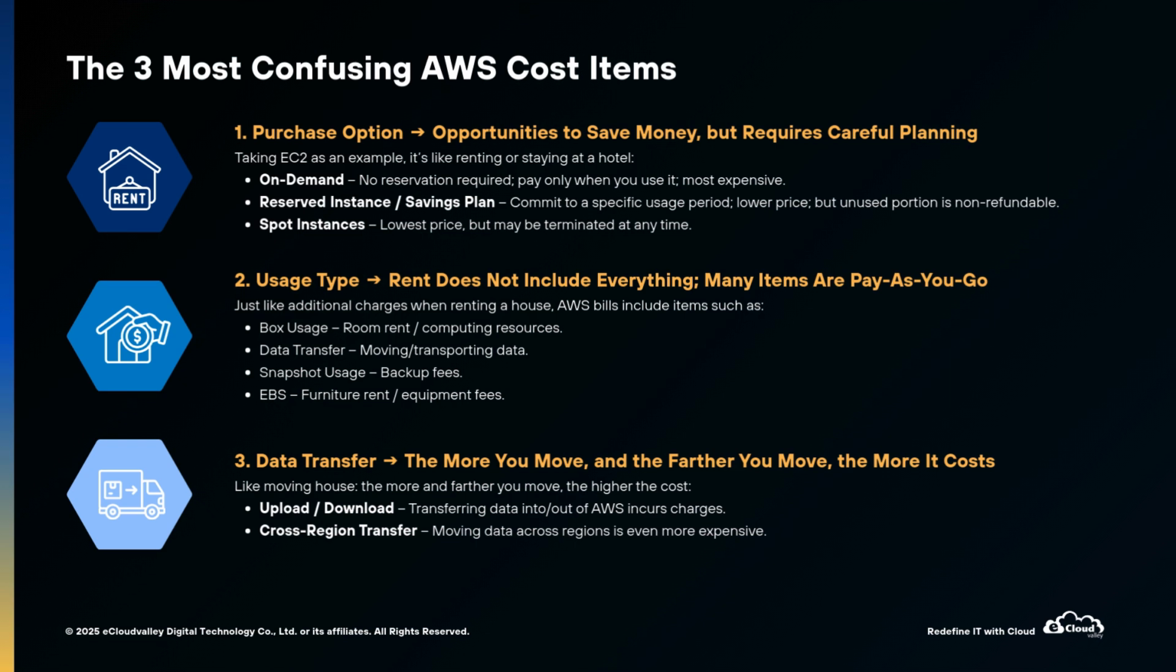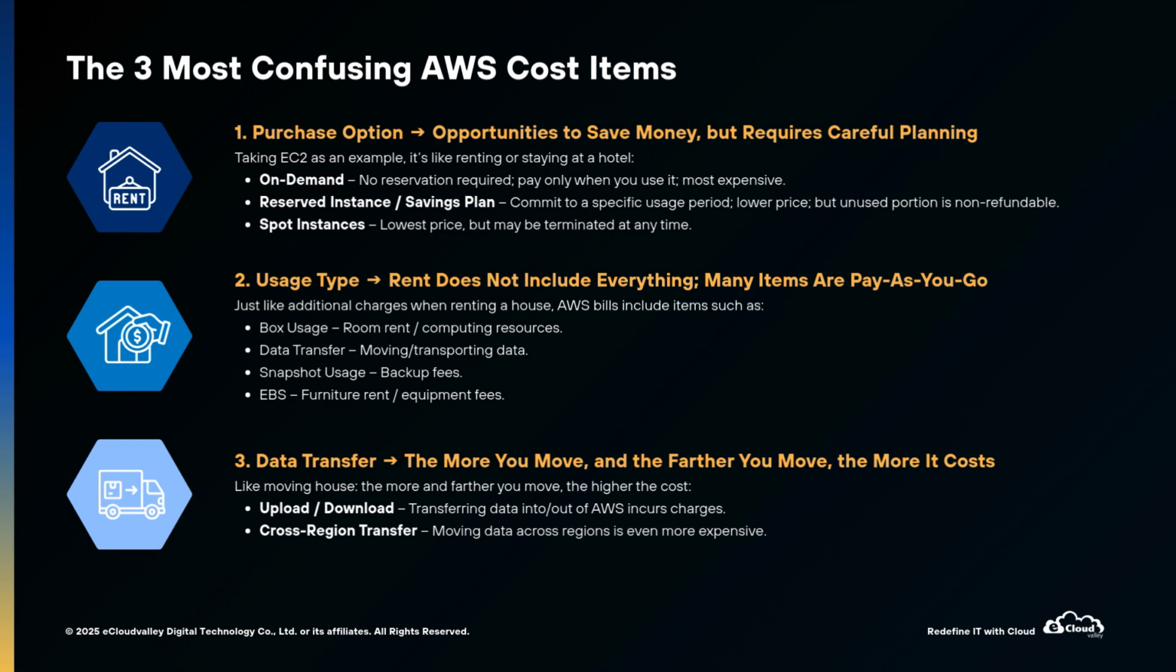2. Usage type. Continuing the rental analogy, AWS bills include many types of usage charges: box usage, the base room rent, or compute resource costs. Data transfer, like moving fees. The more furniture, data, you move, and the more often, the higher the cost. Snapshot usage, backup fees, like taking photos of the room to document everything. EBS, furniture or equipment rental fees, such as a fridge, bed, or wardrobe. The bigger the room and the more you equip it, the more expensive it gets.